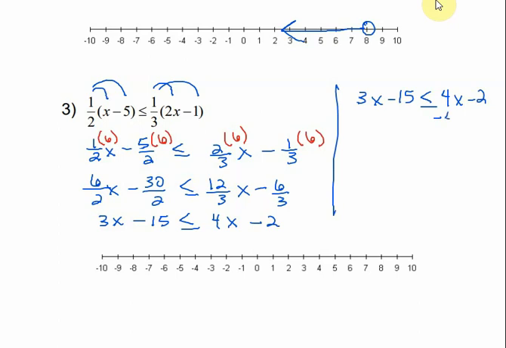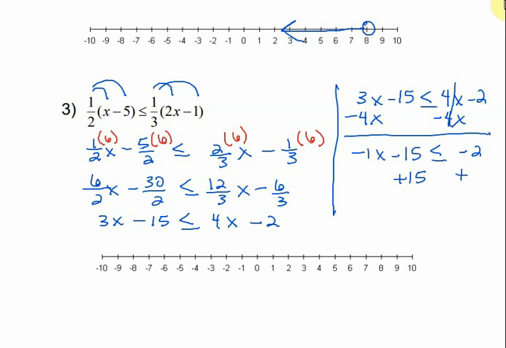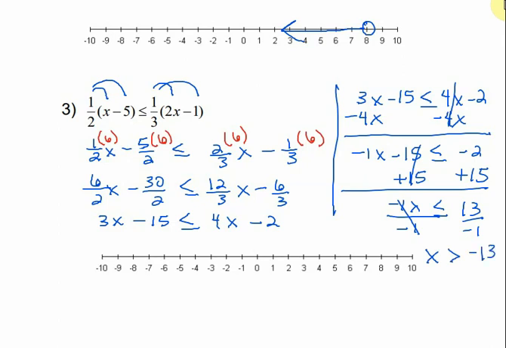Okay, so I want to get the x's on the left side. This gives me a negative 1x. Oh, how did I get 16? Okay, so I have negative 1x is less than or equal to 13. Divide by negative 1. Now I'm dividing by a negative, so I need to flip the inequality, and I get x is greater than negative 13.